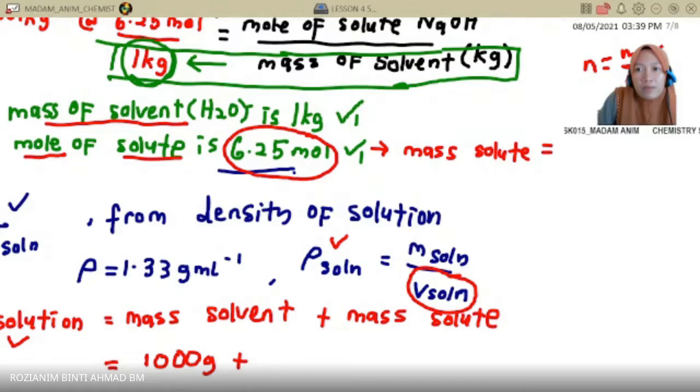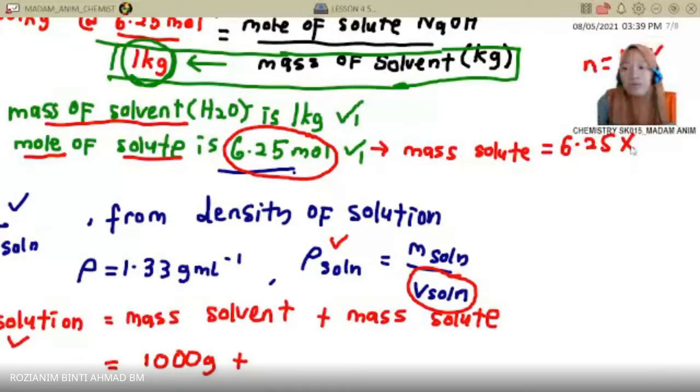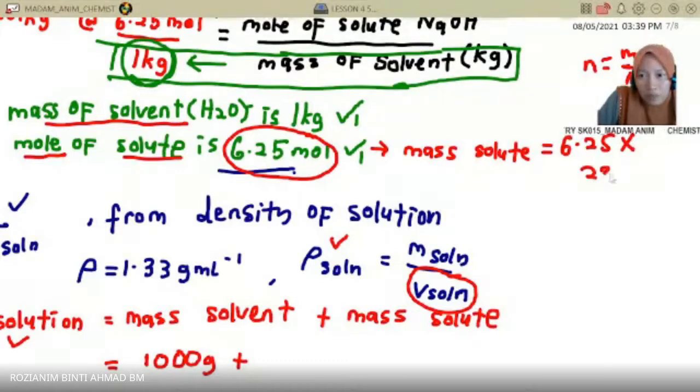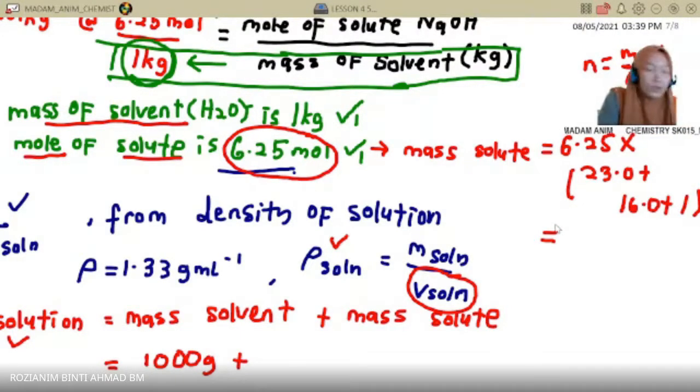So, nak mass buat macam mana? Mole darab molar mass, which is 6.25 darab dengan sodium. Berapa molar mass sodium? Cek balik sodium. So, Na. Na berapa? Siapa dah jumpa? 23. Okay, good. Masuk di sini 23.0 tambah dengan 16.0 tambah dengan 1.0 untuk NaOH. So, this is molar mass, so you akan dapat the mass of solute equal to, you dapat berapa mass of solute?